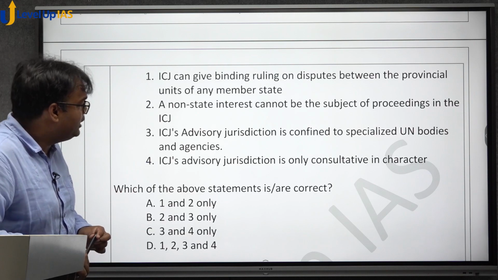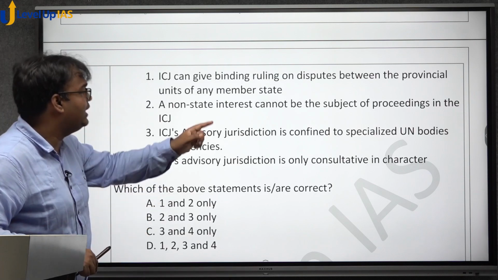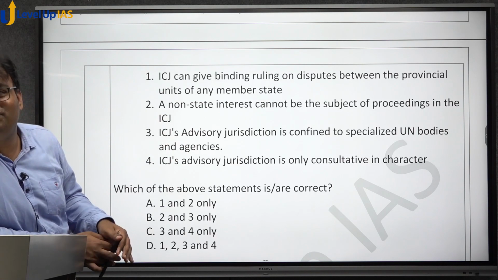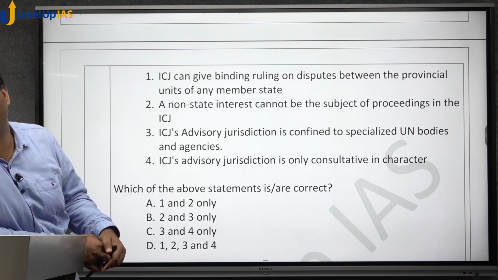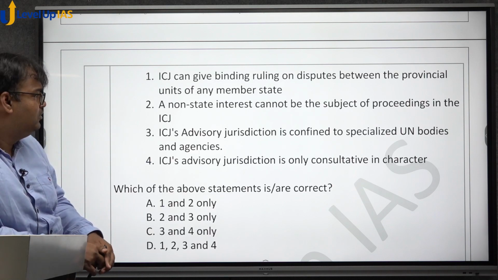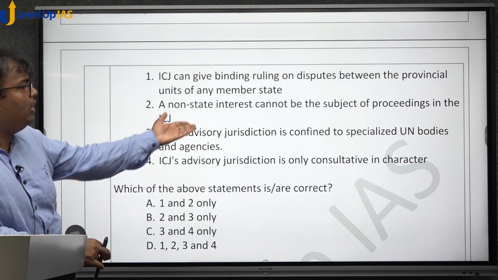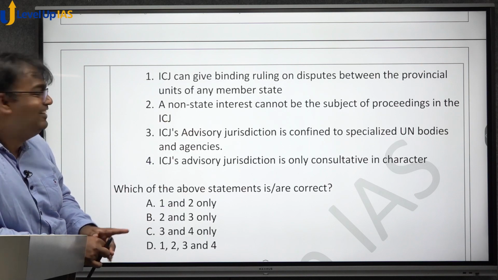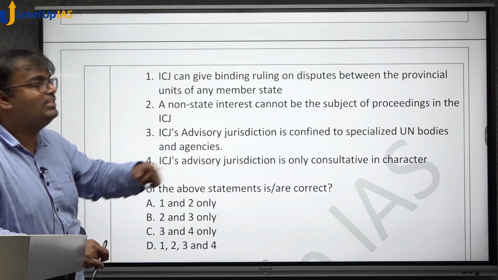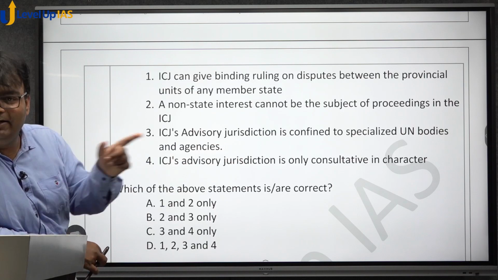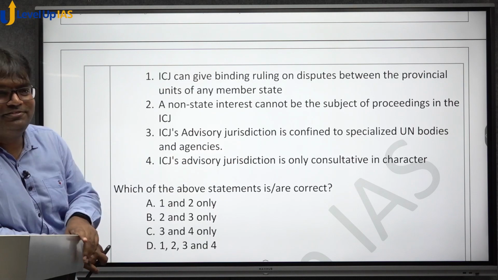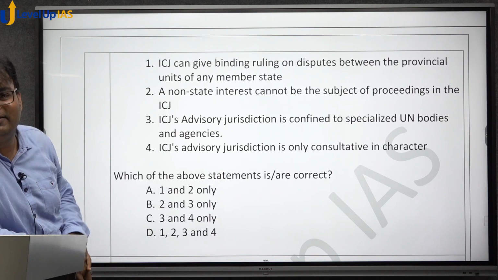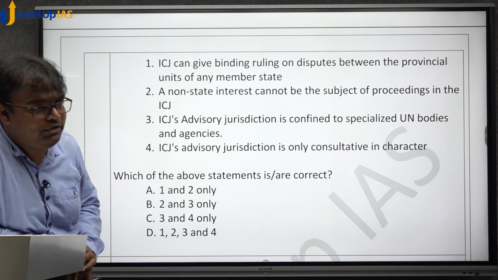3. ICJ's advisory jurisdiction is confined to specialized UN bodies and agencies. True. Advisory jurisdiction it can only give to specialized bodies. 4th, ICJ's advisory jurisdiction is only consultative in character. Binding or consultative? Consultative. It is only consultative in character. So what is the answer? 3 and 4. Answer should be C. C for cat.